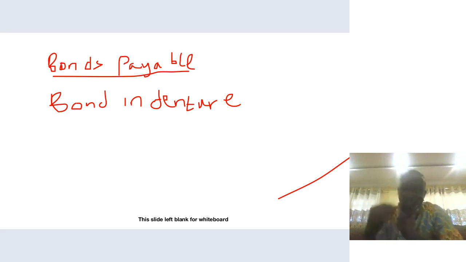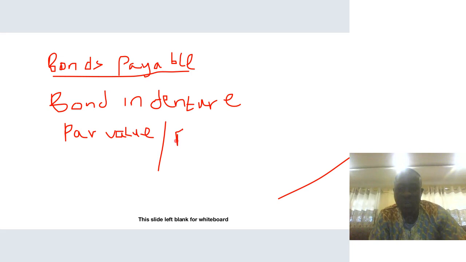And now this indenture will contain a promise to pay, one, a sum of money at a designated maturity date, and two, a periodic interest at a specified rate on the maturity. And that maturity amount is what we usually refer to as the par value, or the face value. So that is the amount at the maturity date of the bond.